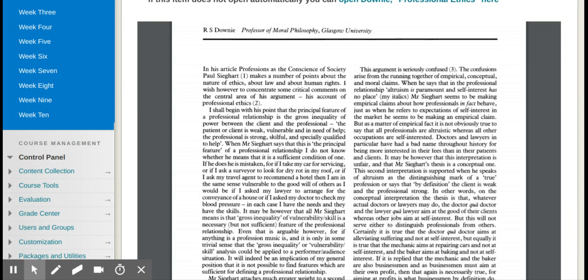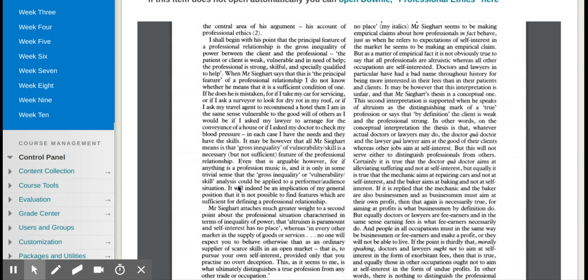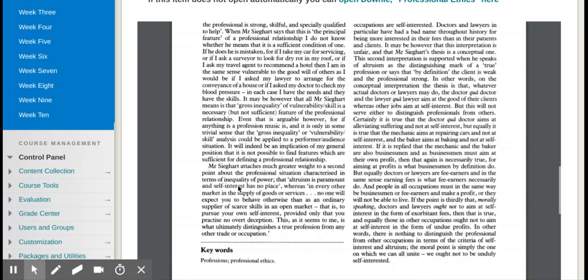Right. The confusions arise from the running together of empirical, conceptual, and moral claims. Clearly, it can't be an empirical claim because doctors and lawyers don't always act altruistically in actuality. It could be a conceptual claim in that, well, when doctors and lawyers are acting as doctors and lawyers, it's always in the service of somebody. But that's true of all jobs. And when you're actually doing the job, it's for the betterment of someone else. So that couldn't be definitive.